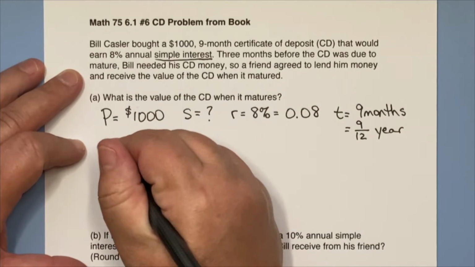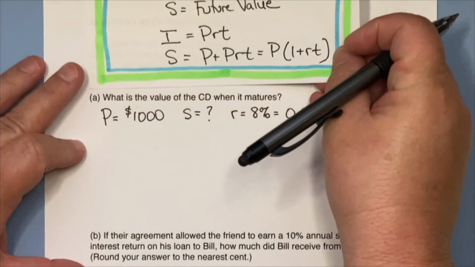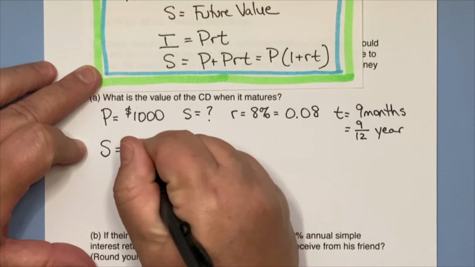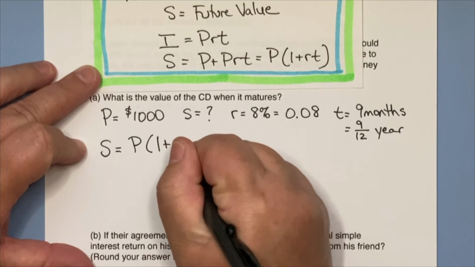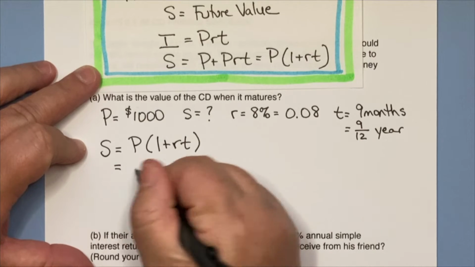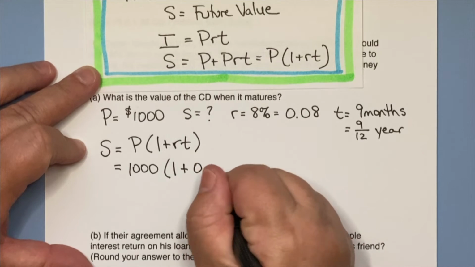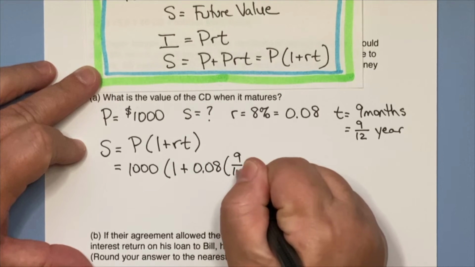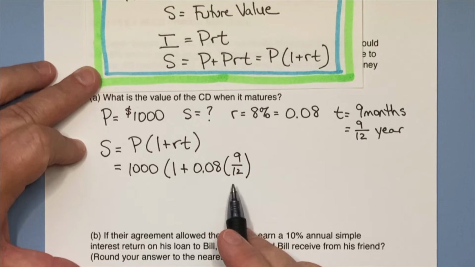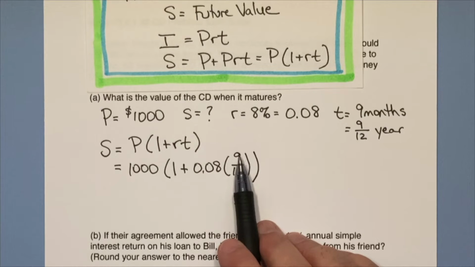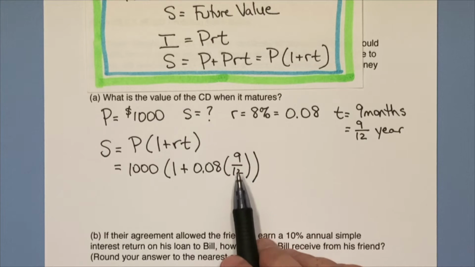So I'm going to use my formula. And again, this is this beautiful simple interest formula right there. My future value is equal to my present value times the quantity 1 plus RT. So that's going to be 1,000 times the quantity 1 plus 0.08 times 9/12. And again, you could go ahead and use 0.75 there. This is 3/4. If this were not a nice fraction, you should not try to write it as a decimal. Just leave it as a fraction.